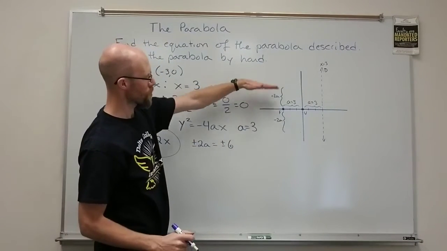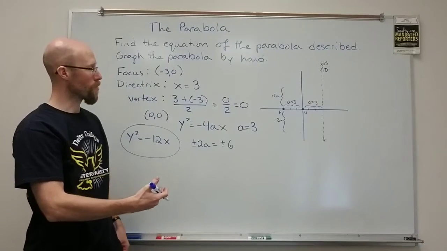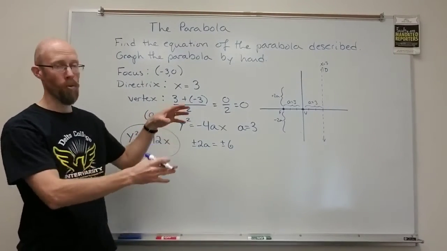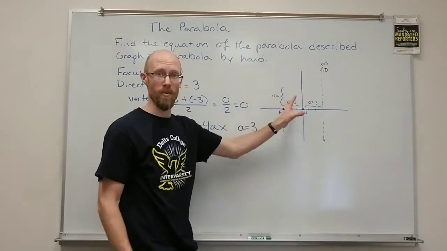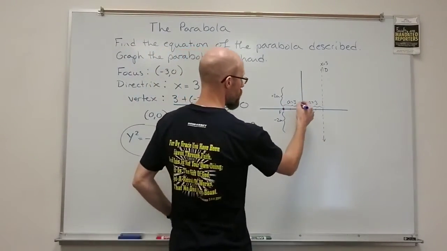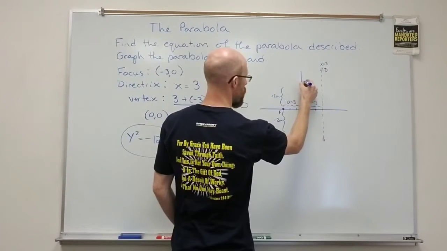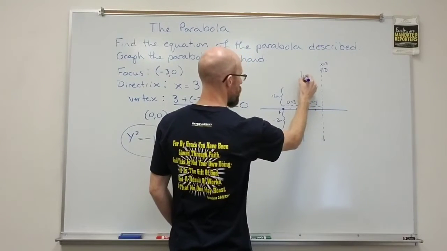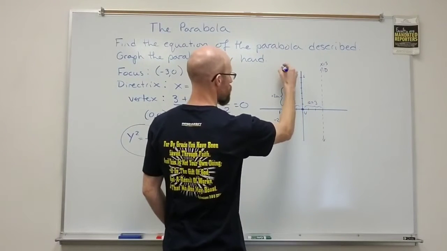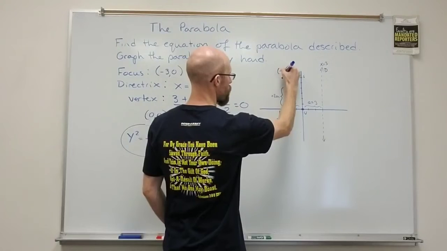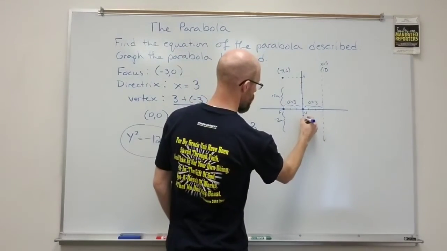So plus or minus 2a would give us plus or minus 6. So I need to go up 6, down 6 at the level of the focus in order to get the opening, not at the directrix, but at the latus rectum. And so I need to go up 6, and over. And that gives me a point at negative 3 comma 6. And then down 6.